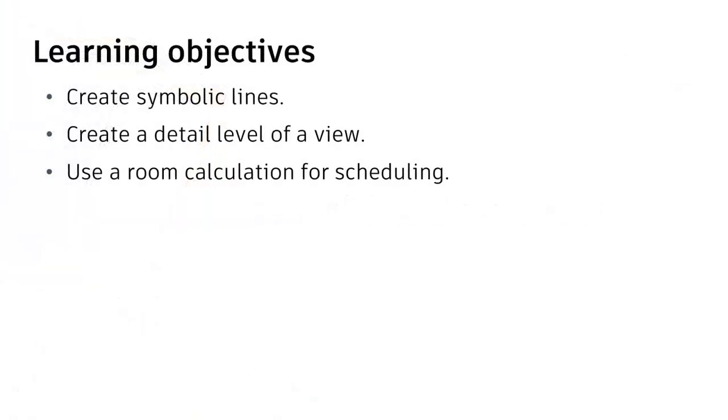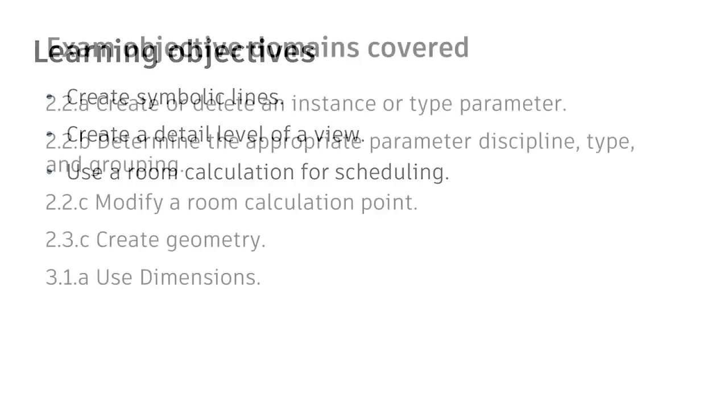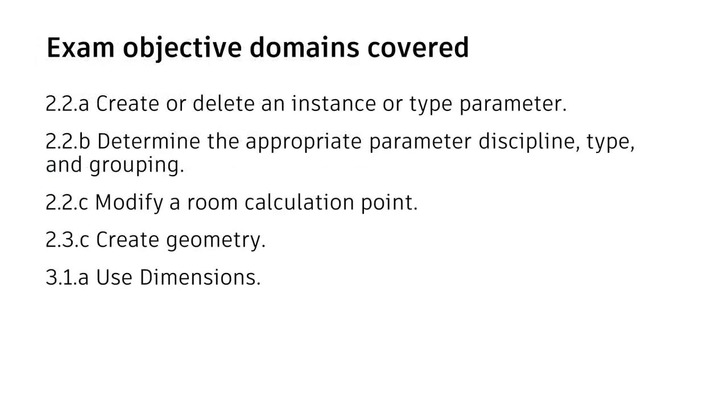In this video, we're going to use symbolic lines to illustrate how the cabinet doors on this piece of casework open. We're also going to explore the options for showing those based upon the detail level of the view. And we're going to also look at how a room calculation point can be used for scheduling.